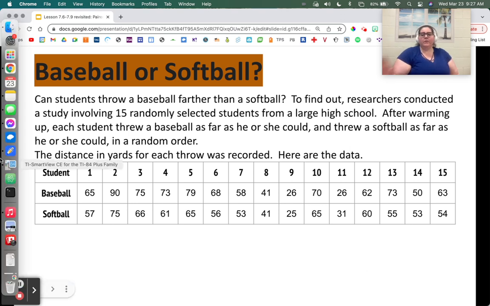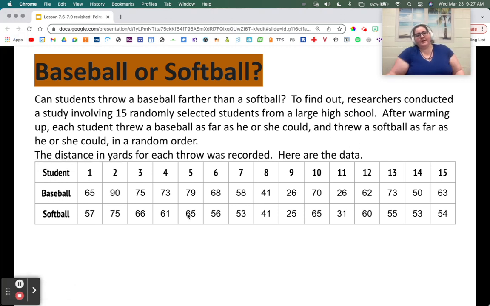Okay, so let's finally get to an example. So this example is talking about baseball or softball. Can students throw a baseball farther than a softball? Researchers conducted a study involving 15 randomly selected students from a large high school. After warming up, each student threw a baseball as far as he or she could and threw a softball as far as he or she could in a random order.